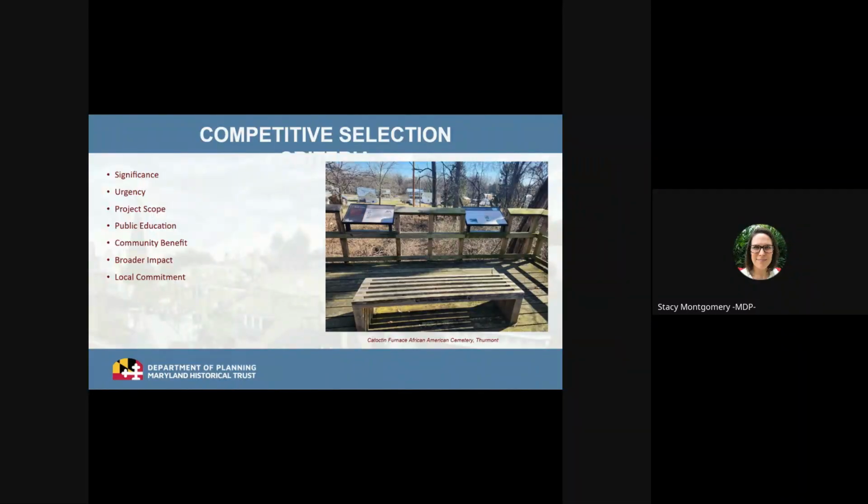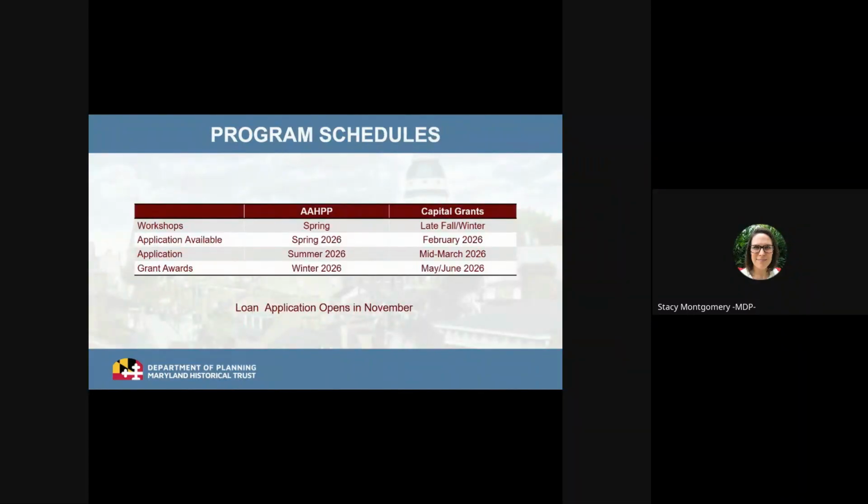Next slide, please. So the capital grants and loans are awarded once annually, and each program has its own cycle, which you can see on the screen. We usually host workshops ahead of opening the actual application. And so if you're interested in any of those, please keep an eye on MHT's website for the official dates for the next round. Next slide, please.